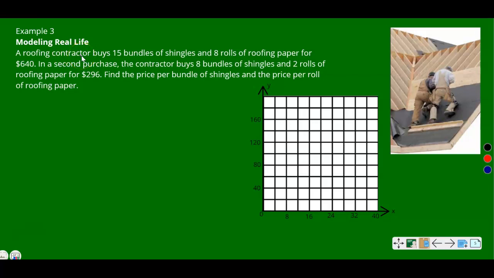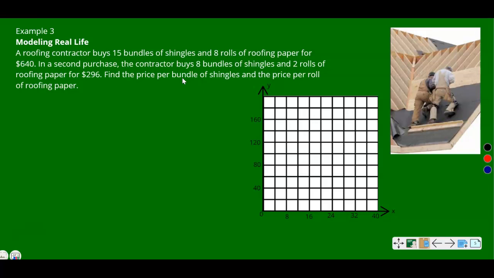A roofing contractor buys 15 bundles of shingles and 8 rolls of roofing paper for $640. In a second purchase, the contractor buys 8 bundles of shingles and 2 rolls of roofing paper for $296. Find the price per bundle of shingles and the price per roll of roofing paper. We can see that we have two equations because it says a first purchase and a second purchase. So we are looking at a system of equations, which makes sense because that's what we're working on. And we are going to have to make a plan.